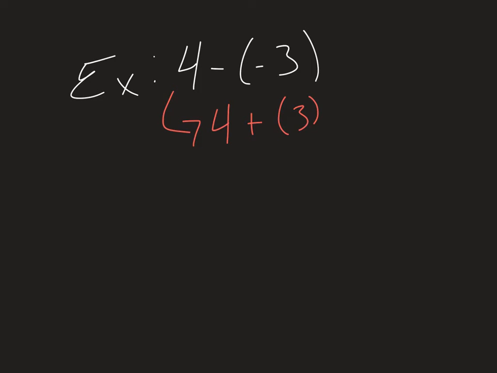If I change a sign in the symbol, then it changes this one as well. So if I change this one to a plus, it also changes this one to a plus, much like if I changed one to a negative before, it changed the other sign to a positive. So this becomes 7.